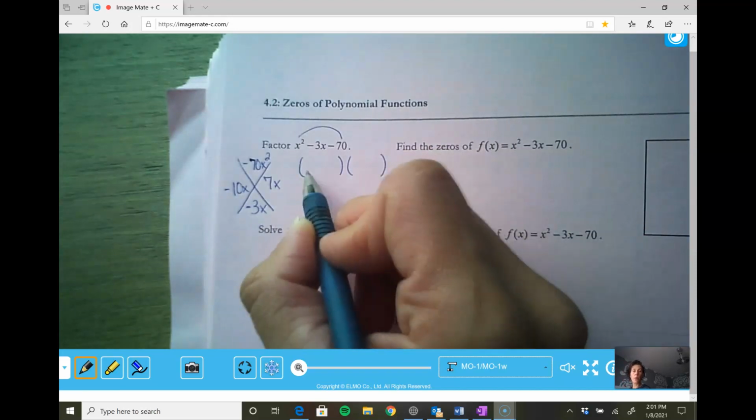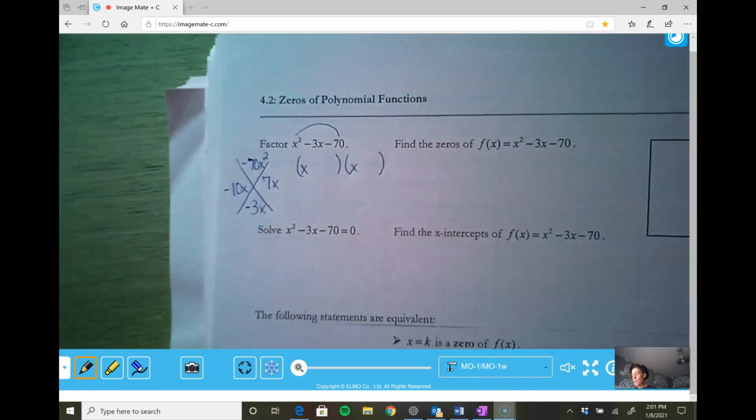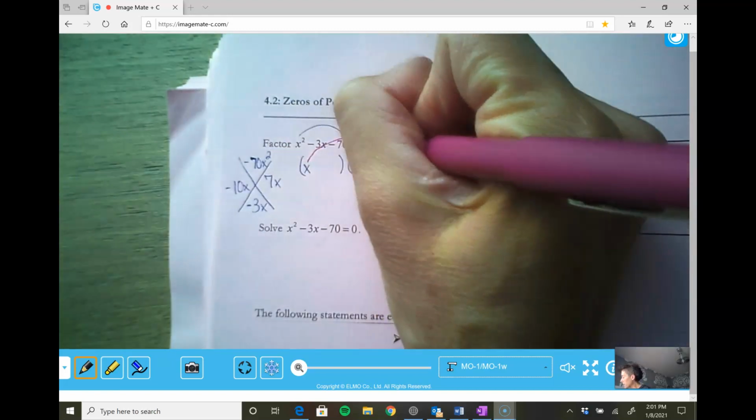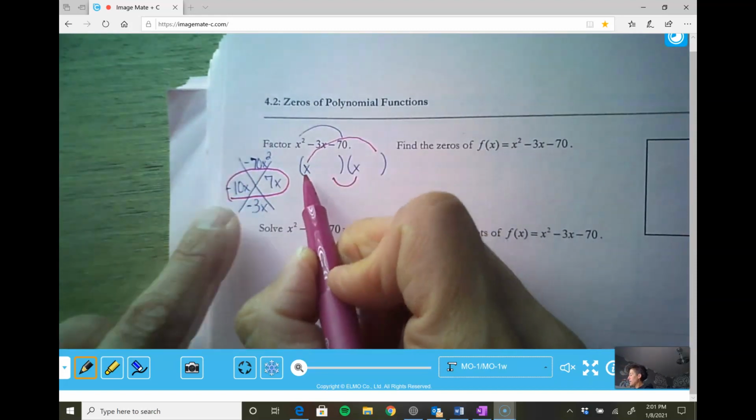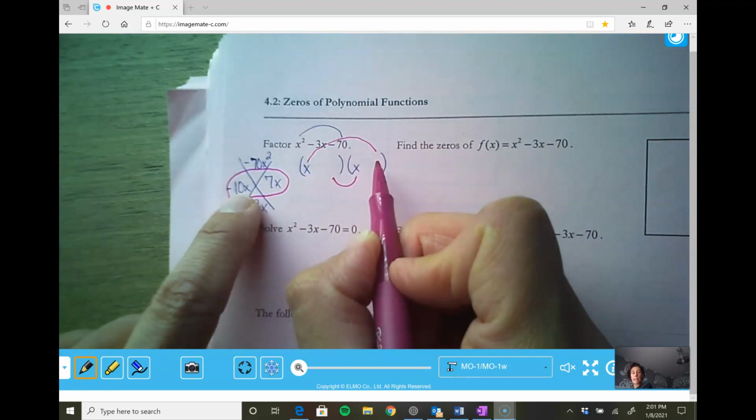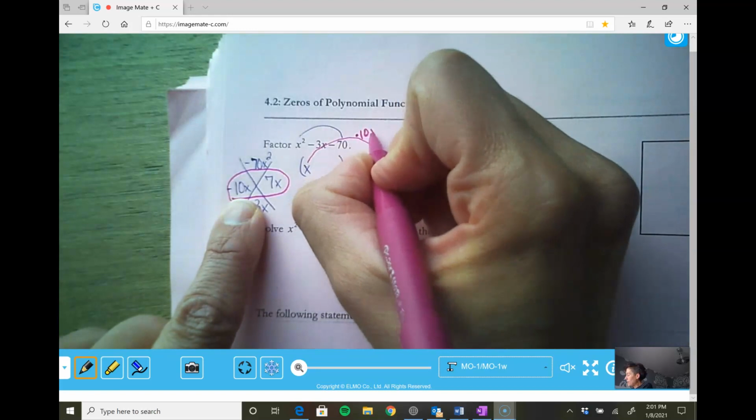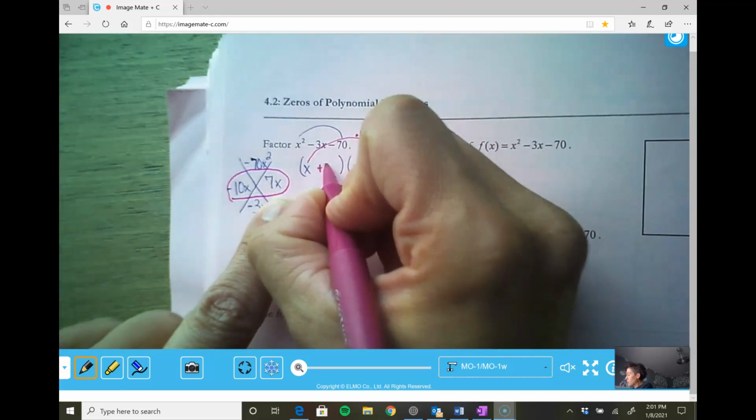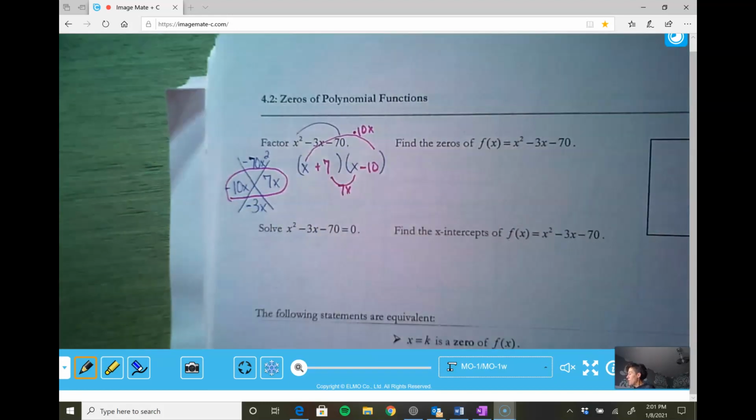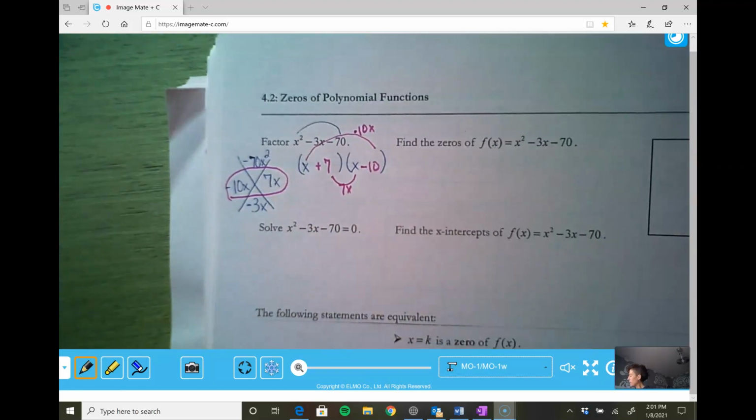What times what, or who met who, to get x squared, and that's just an x and an x. And then again, from there, I would draw a little loop like this, and I draw my focus to the sides. And I ask myself, can I take x times something to get to negative 10x? And I can. That's negative 10. So that gives me my little negative 10x. And that means I'll use x times this spot to get to 7x, which would be a positive 7. So that's factoring.